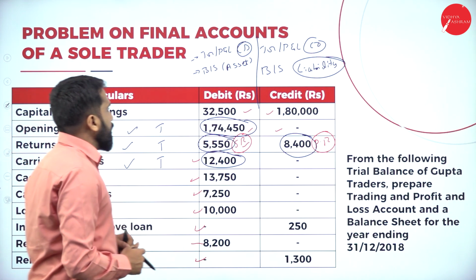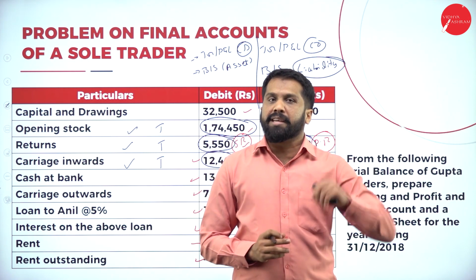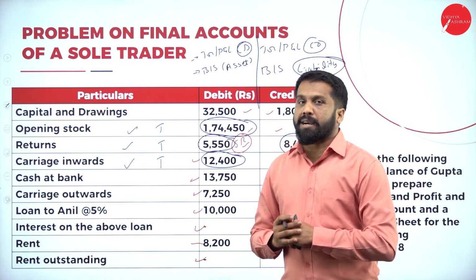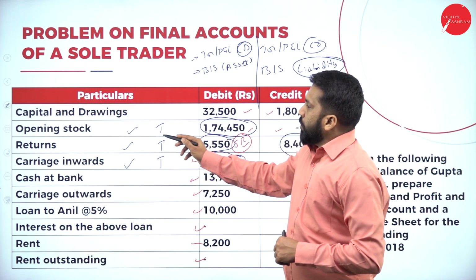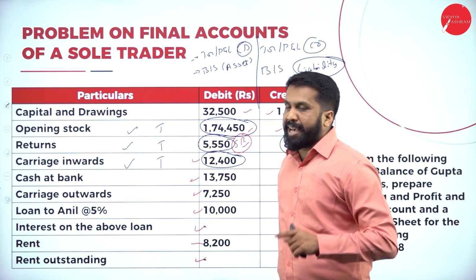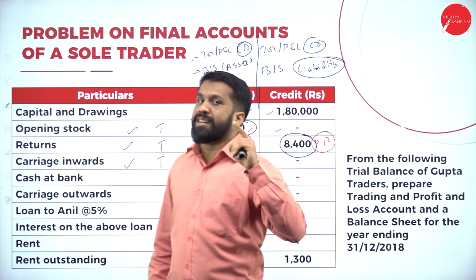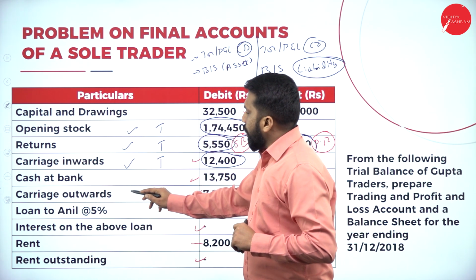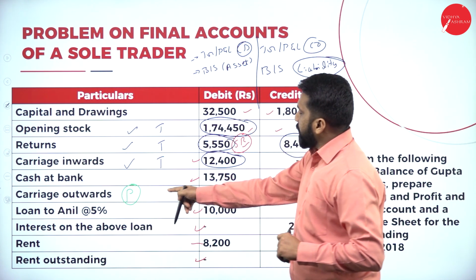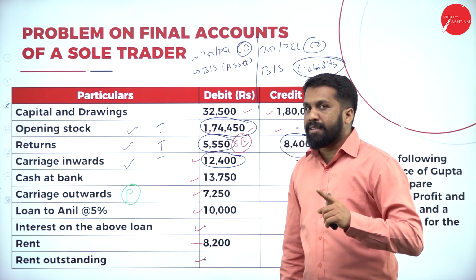Now, capital and drawings. Hope you remember, in the balance sheet we write capital and drawing. Capital minus drawing. So capital and drawings will not come under P&L. Then opening stock over, return over, carriage inward over, cash at bank. Cash, have you remember? So cash at bank will come under where? Balance sheet asset. Now, carriage outward, P&L. Loan to all. See, P&L, the amount is in debit side. In the answer also we should write it in debit side.